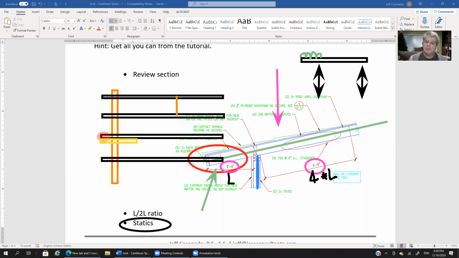So now what I'm looking at is the moment induced by those 70 pounds per square foot. Well, again, this is just junior level statics, right? 70 pounds per square foot times the overhang length, which is 2 feet, I've got 140 pounds times the lever arm, that's 1 foot. That's 140 times 1. My moment here is 140 foot-pounds.